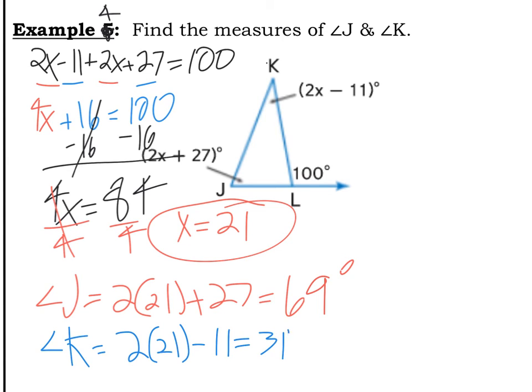And so, yeah, you can always check your work by doing 69 plus 31. That equals 100, and that's what it should equal there. So an alternate way of figuring out the second missing angle is once I figure out angle J is 69, you could do just 100 minus 69 and figure out that angle K is 31. But, you know, when in doubt, just plug in your value for X, and you'll definitely get the same answer, assuming you didn't make any mistakes earlier.